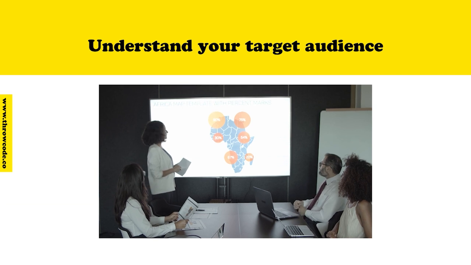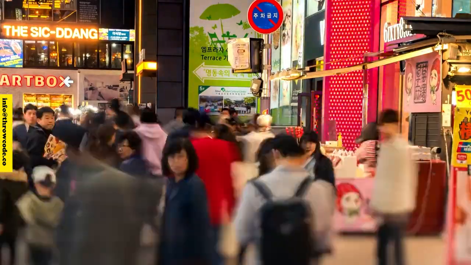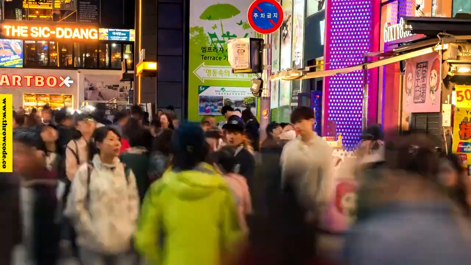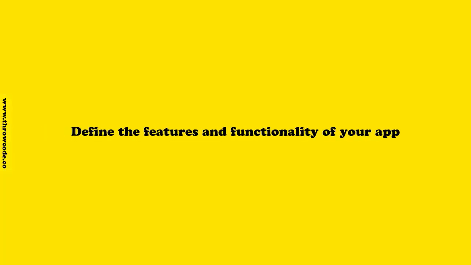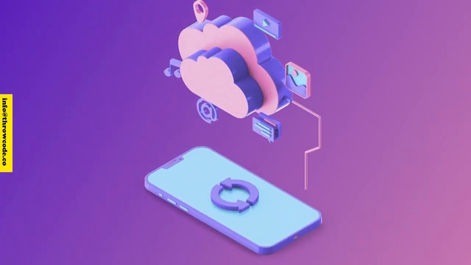1. Understand your target audience. Who are your ideal customers? What are their needs and preferences? What are they looking for in a restaurant app? 2. Define the features and functionality of your app. What features are essential for your app? What features would make your app stand out from the competition?